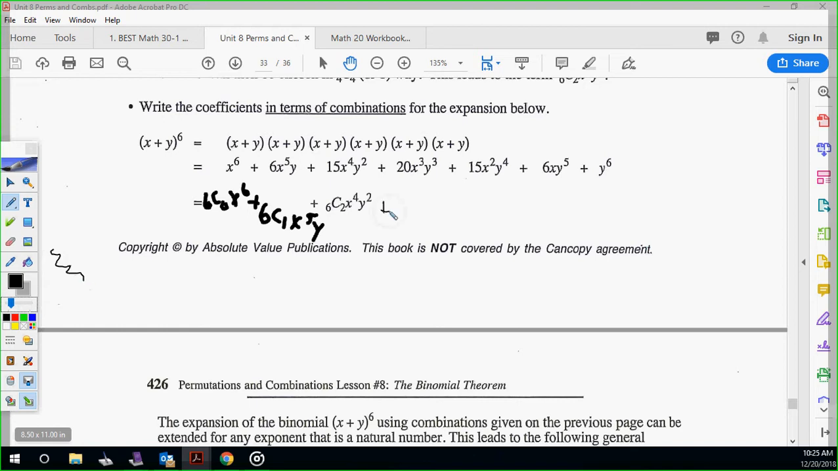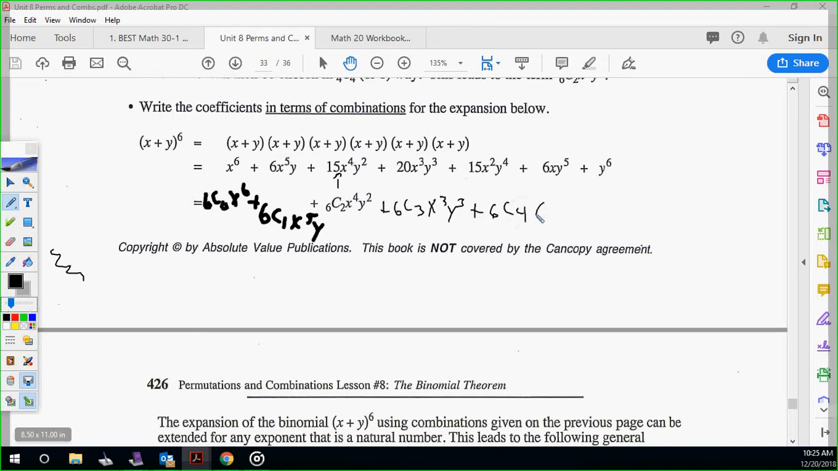Plus the next spot. So we're here, 6c2 is this one. Okay. So now we're at the 20. So it's going to be 6c3 x cubed y cubed. And then it's going to be symmetric now, right? So it's symmetric in terms of this next one. If it's 6c3, this is 6c2, this is 6c4, because 6c4 and 6c2 are the same thing.